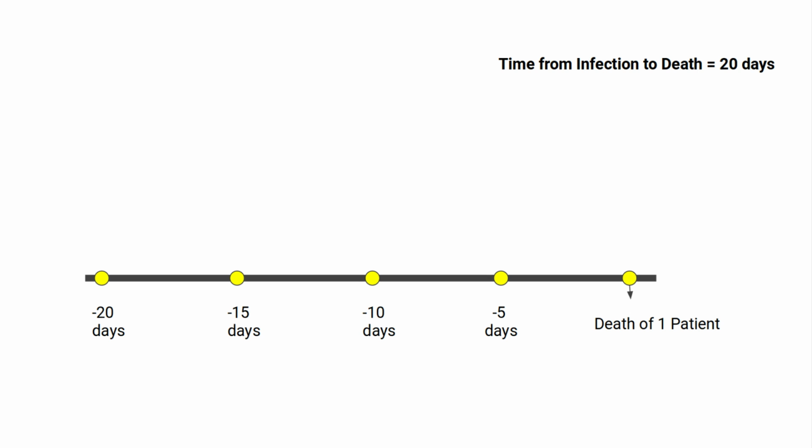Now here we set up a timeline of events relating to the death of a single patient. Let us suppose that this person died today. Then he must have caught the infection about 20 days earlier. So on the timeline, we have the axis showing the times from his catching the infection to his death.